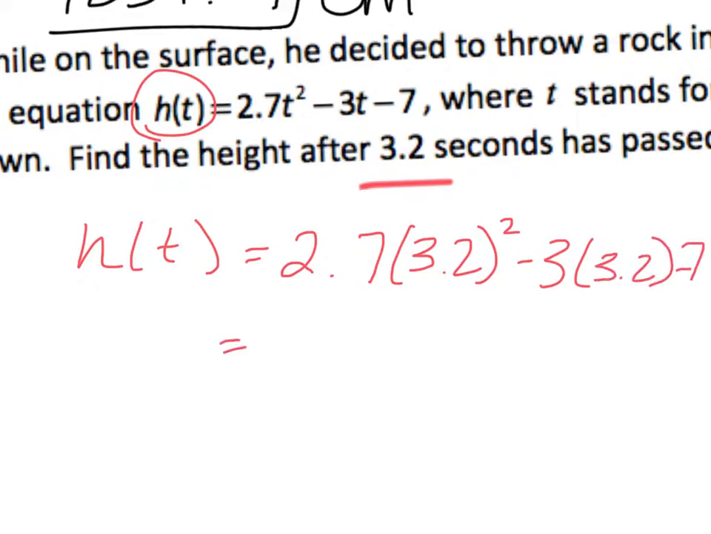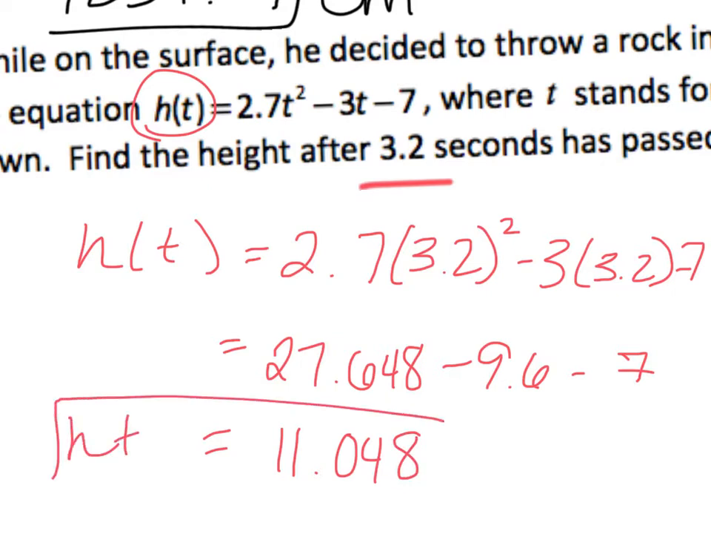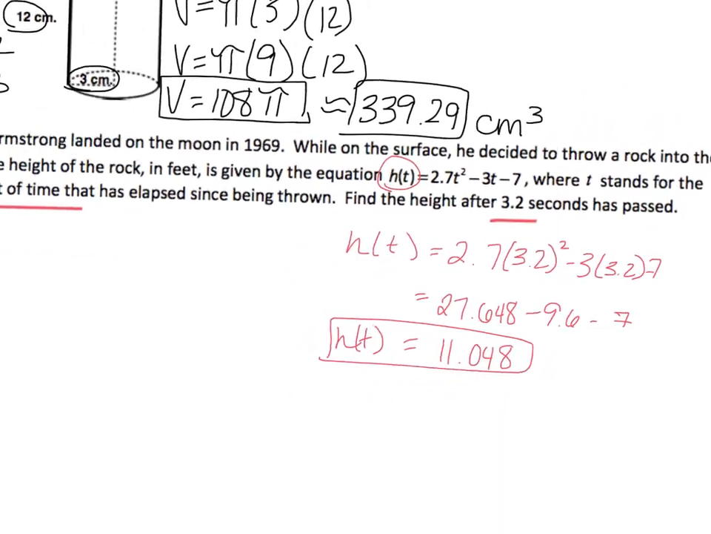So now put this in your calculator, 2.7 parentheses 3.2 squared, and then I'm going to hit enter. I'm going to do this all separately, 27.648, and then 3 times 3.2 is 9.6, and then minus 7. Now I'm going to put this all together, 27.648 minus 9.6 minus 7 will get you 11.048. That means that the height after 3.2 seconds of this rock is going to be 11.48 feet.